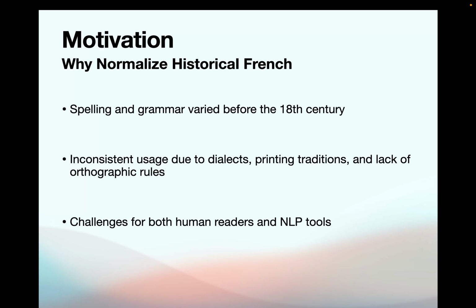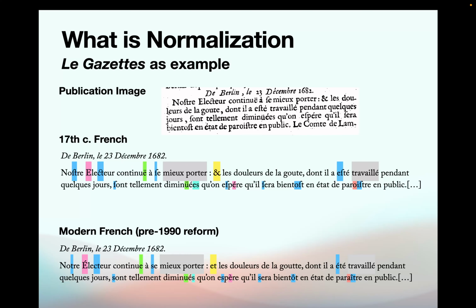But then that brings the question, what is normalization? Well, by normalization, we don't just mean spelling correction that basically all modern computers are capable of. It's about converting outdated forms into their modern equivalents while preserving meaning and structure. So, a more appropriate analogy to me would be monolingual translation. Therefore, you will see that our methodology is similar to that of translation.